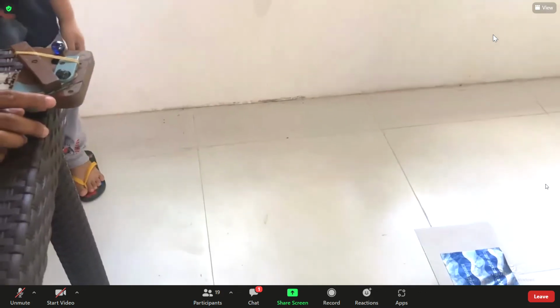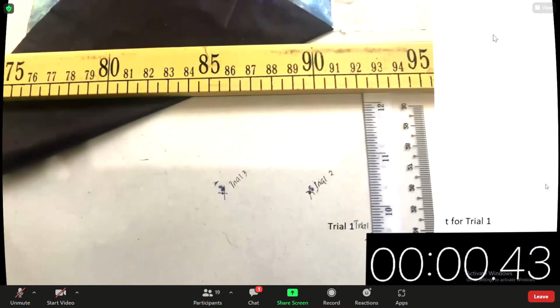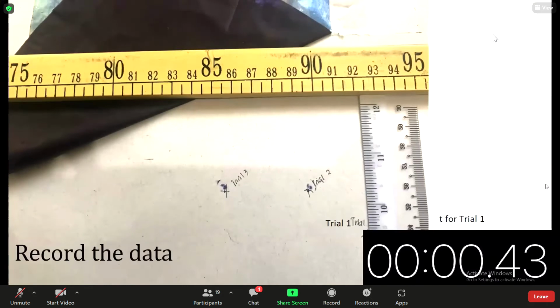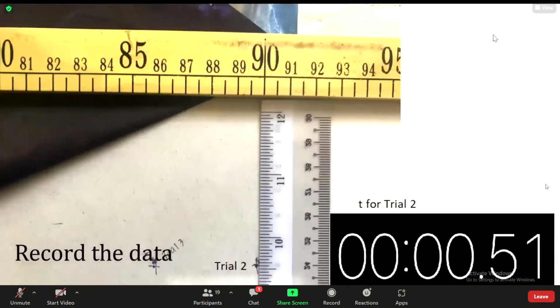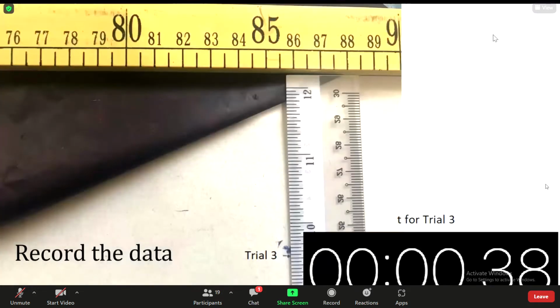Here is the video of the launching. And here is the data for the 3 trials. Record this data in your activity worksheets and answer the questions found in your worksheets.